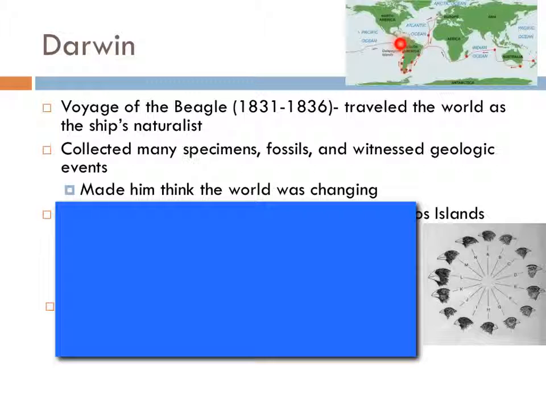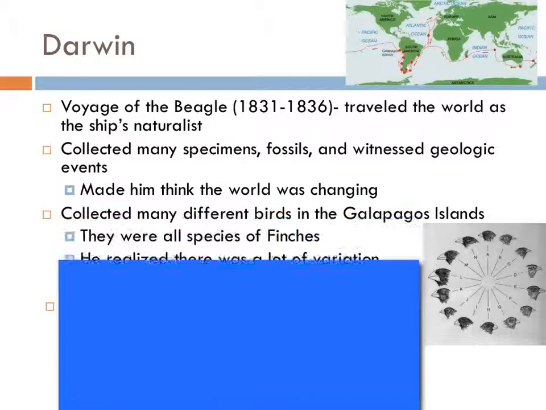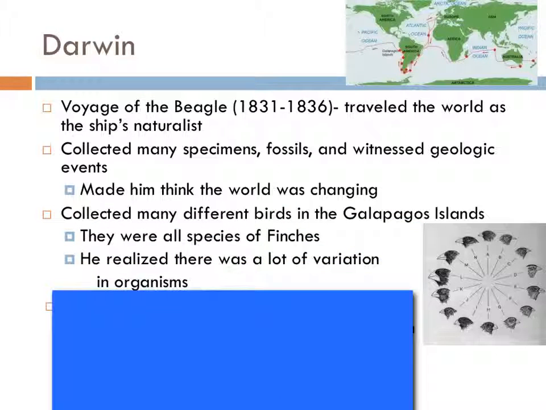One of the more famous stops that Darwin made was the Galapagos Islands. Here he collected lots and lots of different birds on all the different islands, and he brought them all back to England and had his ornithologist, someone who studies birds, look at them, and he was surprised to find out that they were all finches. And this helped him see that there was a lot of variation in organisms. There's a lot of different variety.